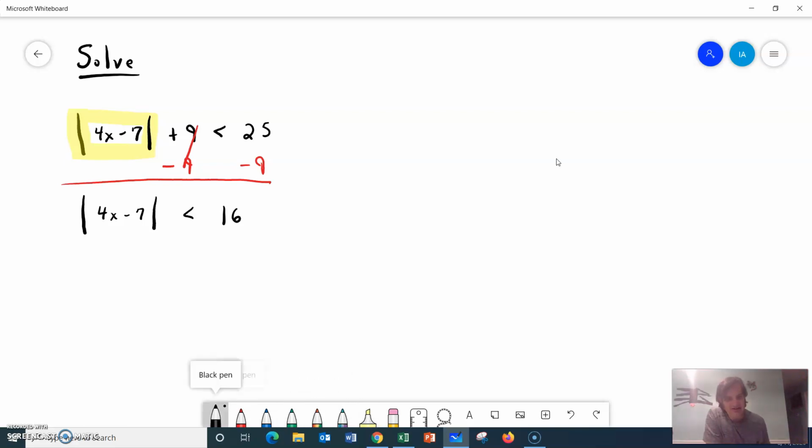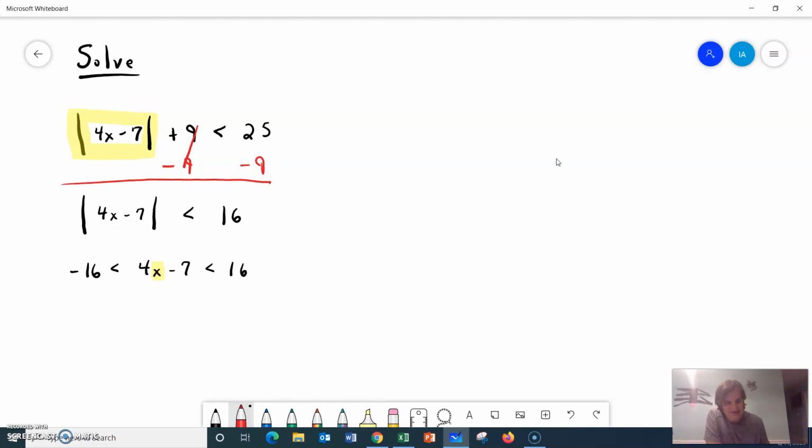So we will take that, and this one will be fairly quick, but we will take the 4x minus 7 and put it in the center, and of course that'll be less than 16, but negative 16 will also be less than that. So our solution is going to be trapped between two numbers the way this reads. So right now we have negative 16 less than 4x minus 7 less than 16. So now we need to get x by itself. That's our next goal.